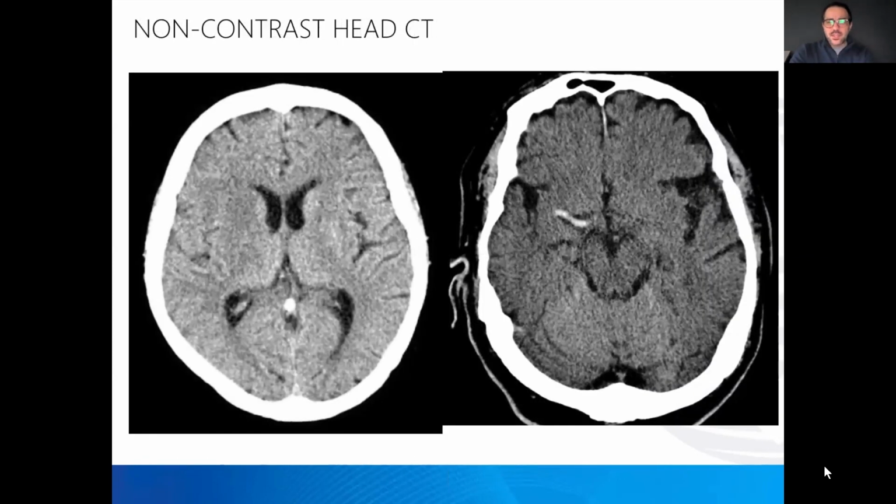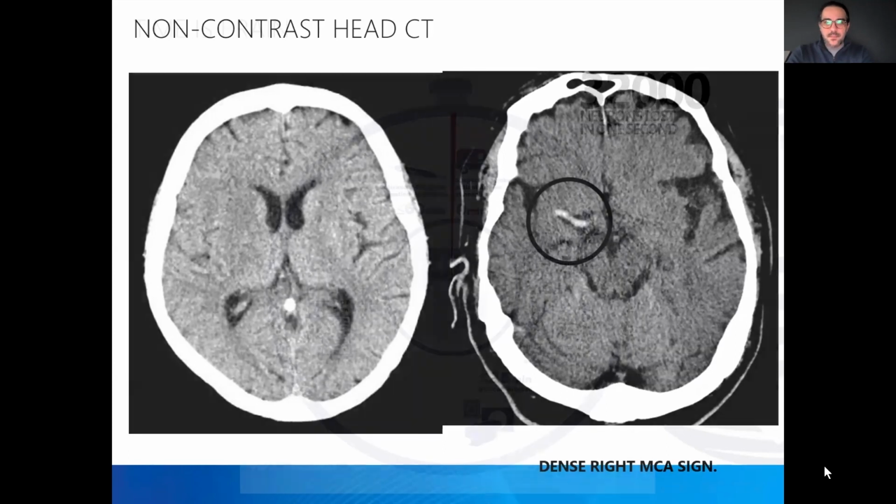What you see over here, neuroimaging: the way you tackle neuroimaging is primarily through comparing one side to the other. So I immediately draw an imaginary line across the center and I compare one side to the other. You can see over here, there's a dense MCA sign that's not there on the other side.